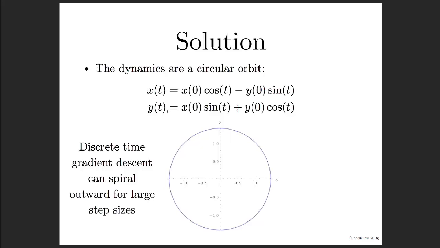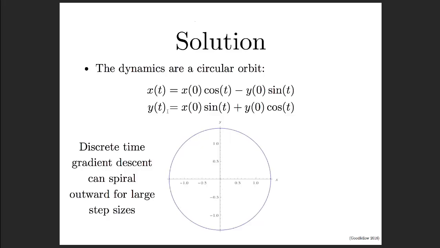So if you initialize right on the origin, you'll stay on the origin. But if you initialize off the origin, you never get any closer to it. So gradient descent goes into an orbit and oscillates forever rather than converging. And this is continuous time gradient descent where we have an infinitesimal step size. If we use a larger step size, then it can actually spiral outward forever.